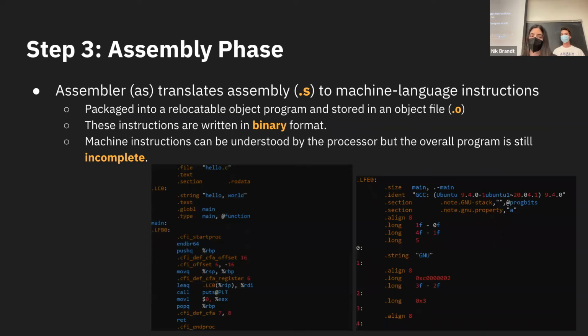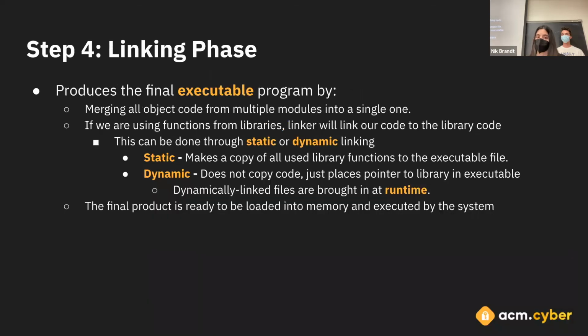So after that, we're going to run into the assembly phase, which, by the way, right here is our .s code. What the assembler does is it translates our assembly into machine language instructions. These machine language instructions aren't very pretty, which is why they're not on here, but they're packaged into a relocatable object program and stored in an object file, aka .o. These instructions are interpretable by the machine, written in binary format, but the overall program is still incomplete. Why is that? Well, because we haven't linked everything together.